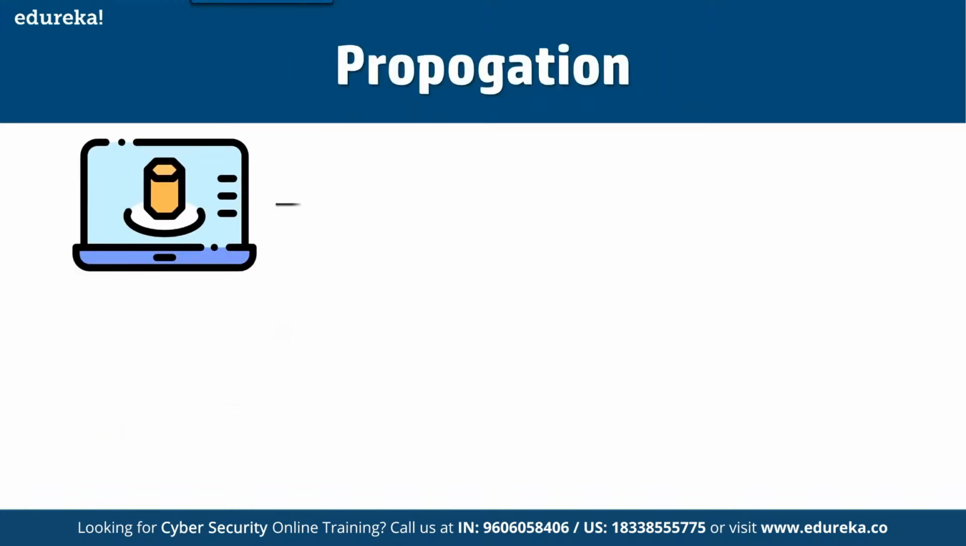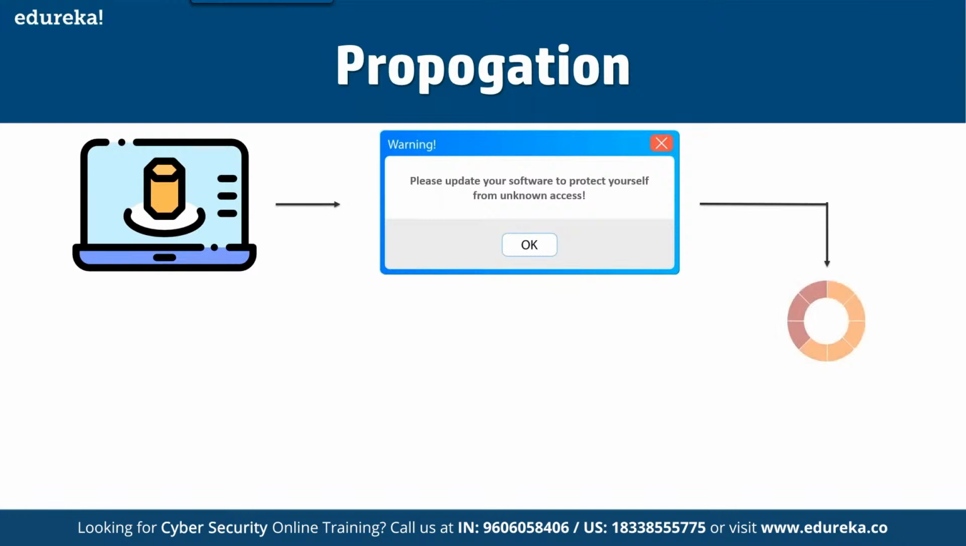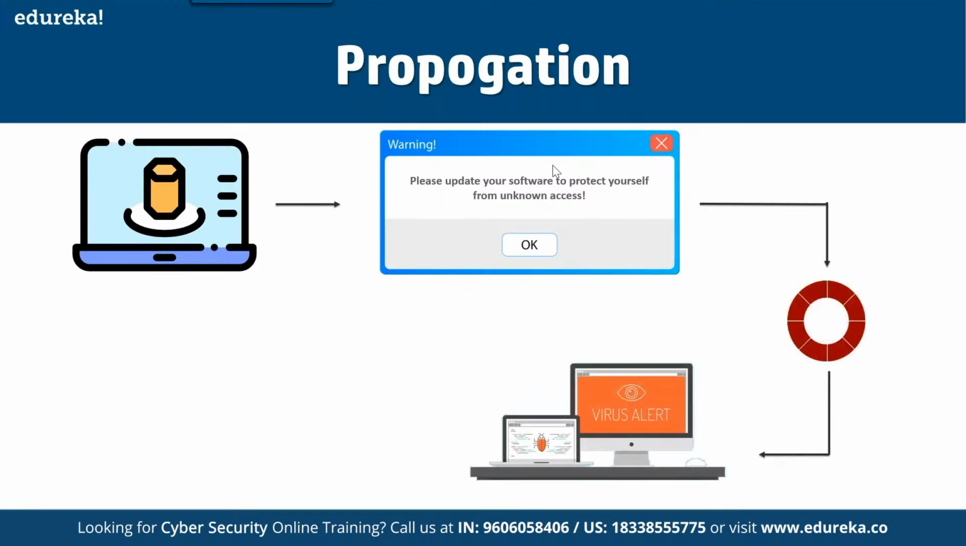For example, you got this pop-up saying please update your software to protect yourself from unknown access, and you clicked on it. You clicked OK. Now you will get another option, virus alert, and it will ask you to put in your credit card information. You put in the credit card information to purchase it, and after that, boom, your system is going to go down. It's going to replicate maybe worms or any other malware it has. It's going to make your system inaccessible.